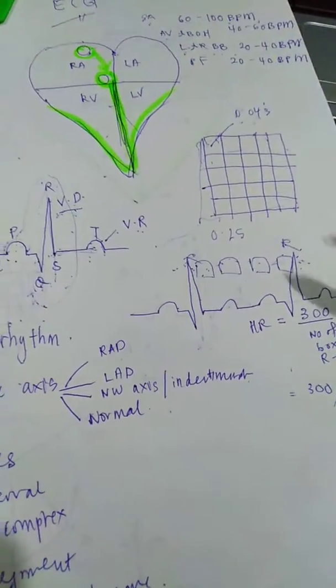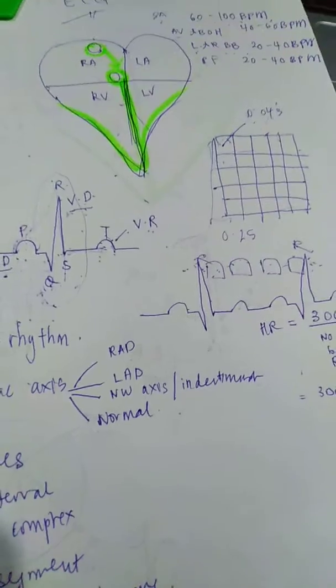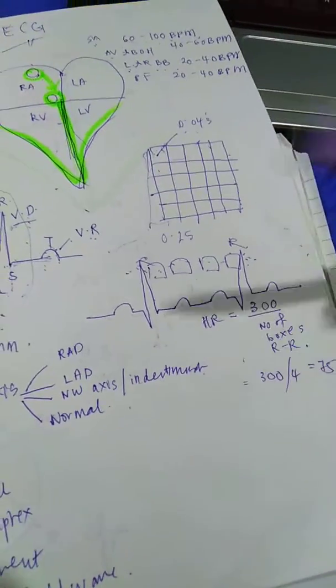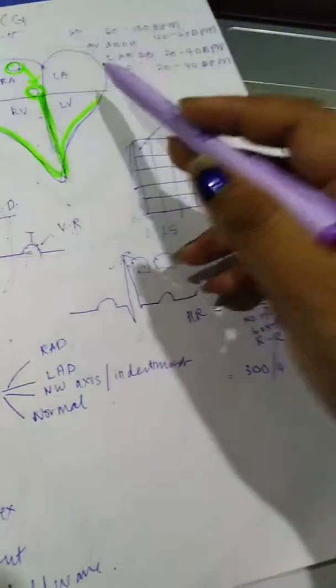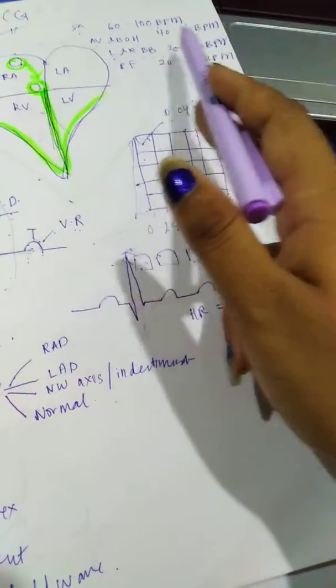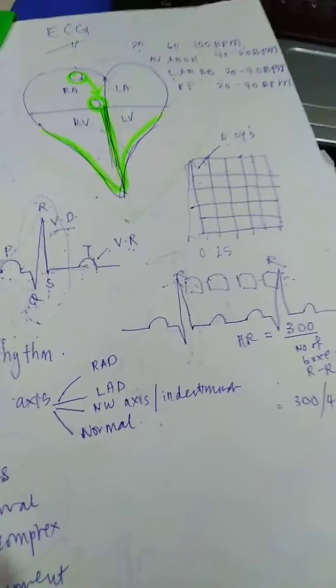And if it's regular, then you just say that the rhythm is regular. So with 75, the patient is not tachycardic or bradycardic; he's at a normal rate. 60 to 100 is a normal heart rate, correct?